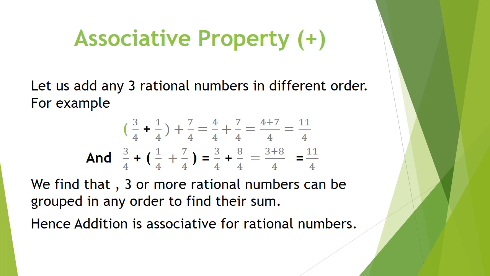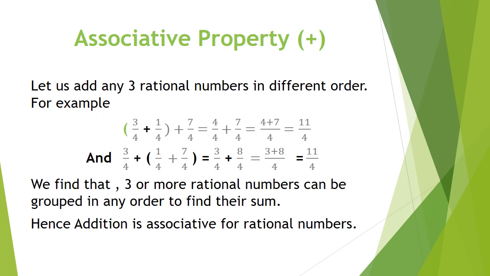Firstly, we will take the sum of 3 by 4 plus 1 by 4, and after that we will add 7 by 4 to it. 3 plus 1 will be 4, 4 by 4 plus 7 by 4, answer will be 11 by 4.